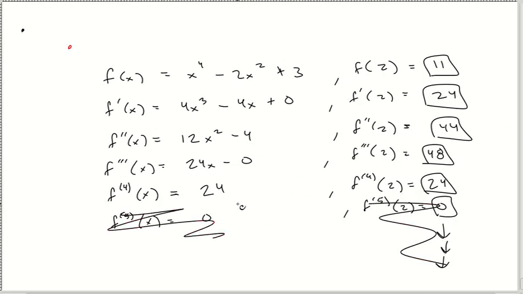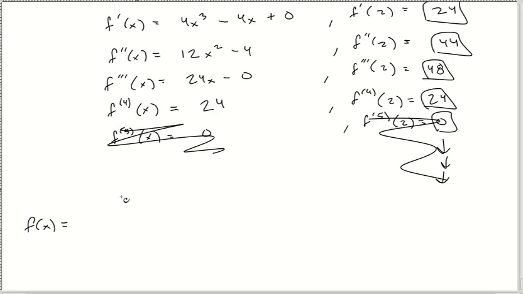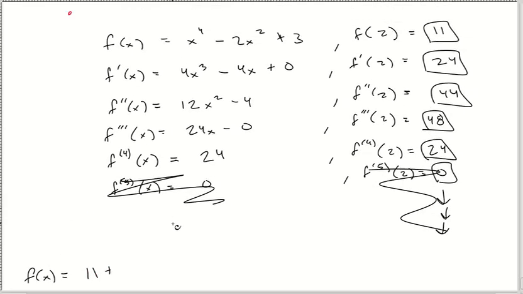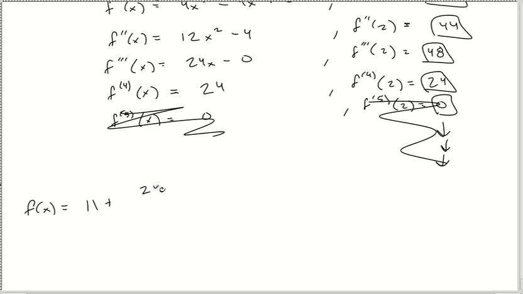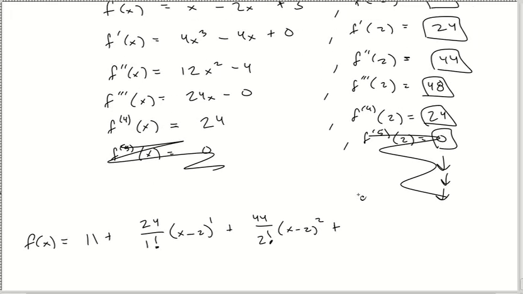And now let's put it all together in the most complicated form. But again, this is a good demo problem, okay? So my f of x, final answer here, starts with literally the 11 plus. And then I take the 24 and I divide it by 1 factorial, x minus 2 to the 1 power. There's a pattern here. Next is the 44. So 44 divided by 2 factorial, x minus 2 squared. Keep going. I got my 48. 48 divided by 3 factorial, x minus 2 cubed.